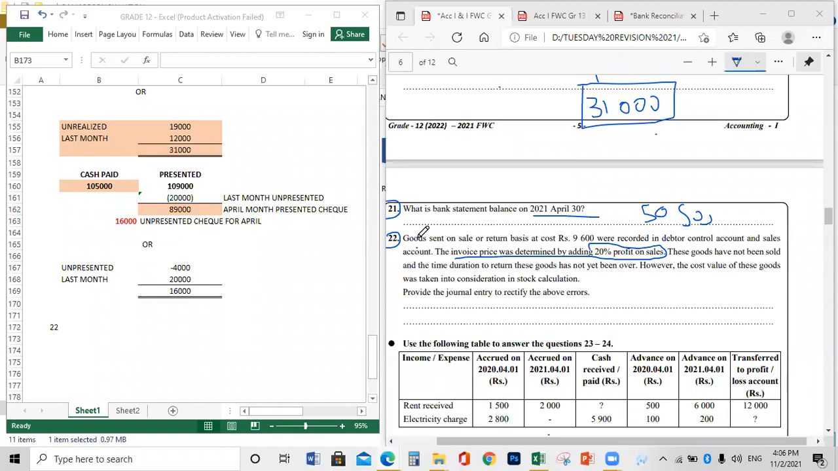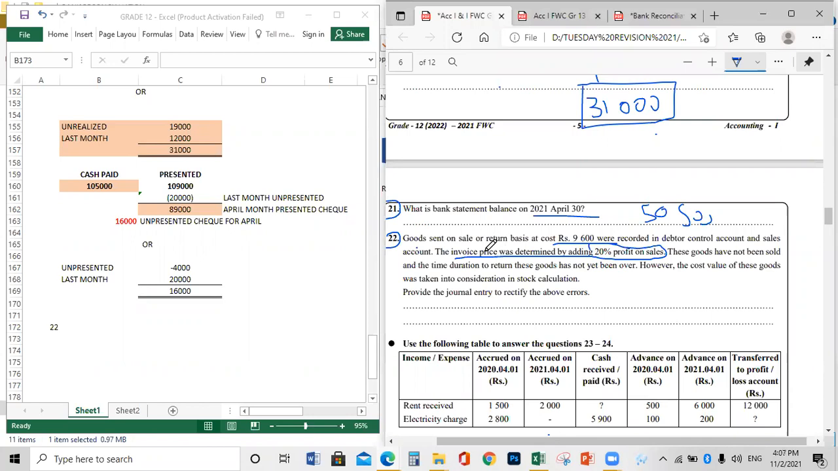Okay. Now see, what have they done? When they sent on sale or return basis, they made a mistake: they went and recorded it in the debtor and sales account. I told you just now, if you send goods on sale or return basis, you cannot record it. Okay, so they have sent goods with a cost of 9,600. They have recorded it in the debtor and sales account, which is wrong.